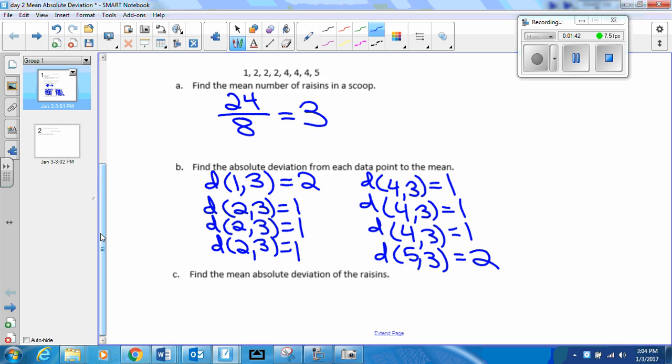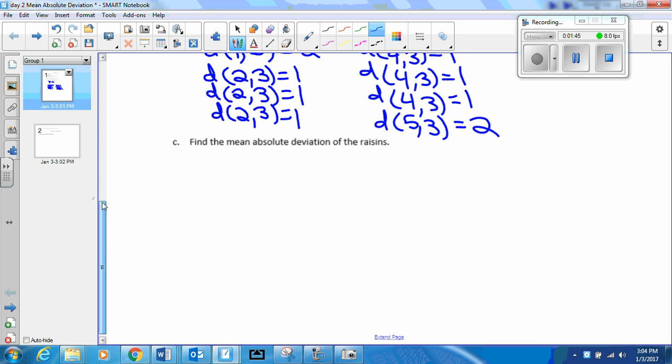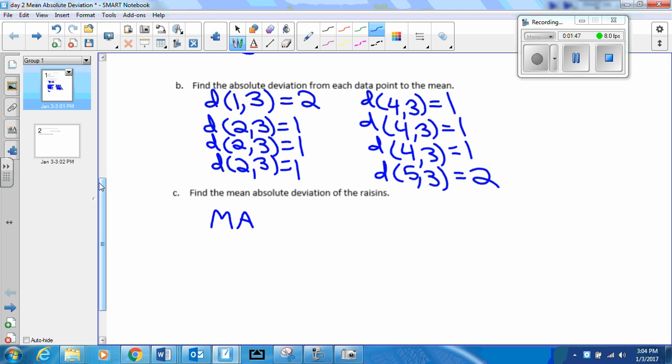And now question 3, find the mean absolute deviation of the raisins. To find the MAD, I use my calculator to add up all the distances that I just found. So 2, 1, 1, 1, 1, 1, 1, and 2. When I add them all up, I'm getting 10, divided by the number of values we had, which was 8. And when I divide that out, I get that the MAD is 1.25.